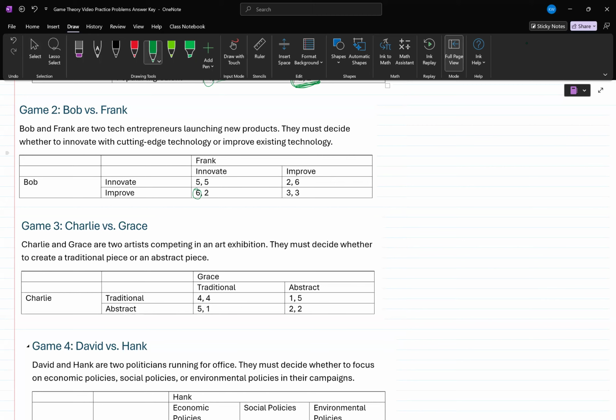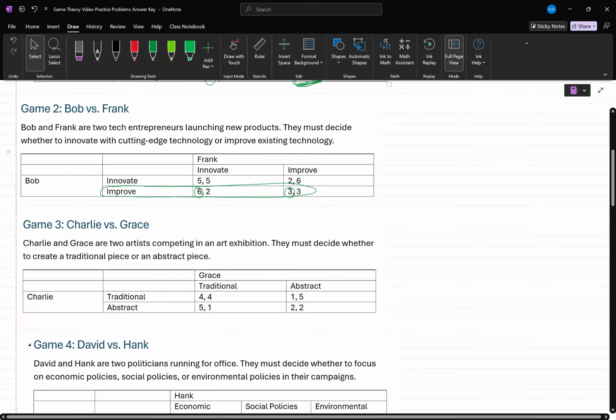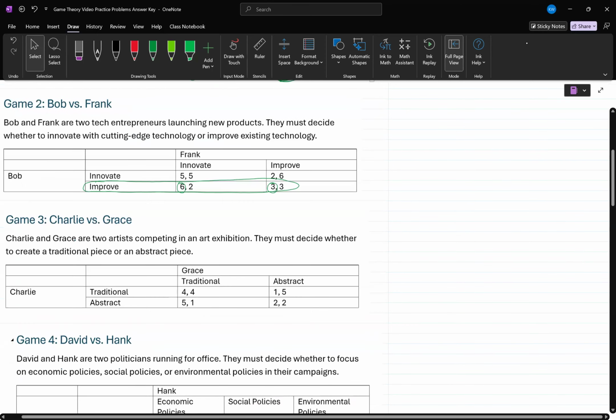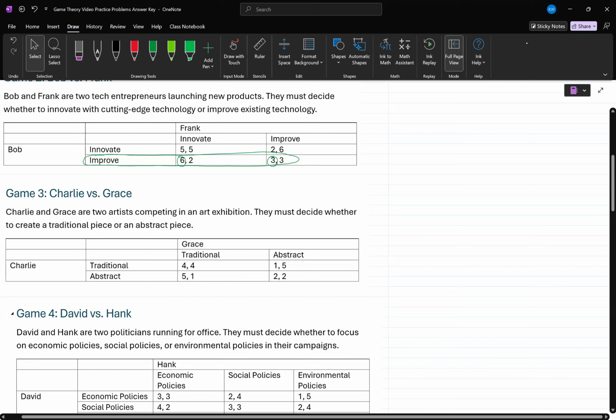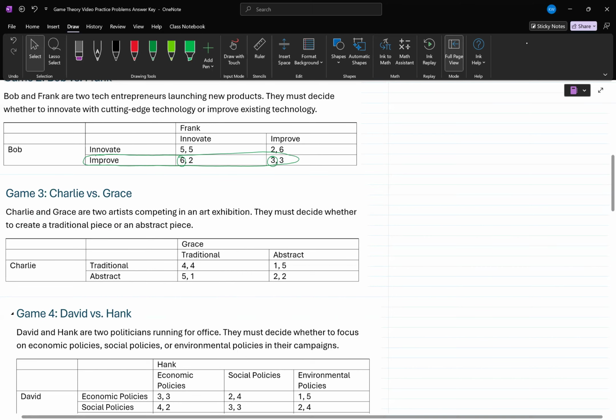If Frank instead plays improve, then Bob again, we see, will play improve. So here, Bob's dominant strategy is just to play improve. So that's what he's going to play every single time. So Frank, knowing that Bob is always going to play improve, now we want to know what Frank's going to do. If Frank innovates when Bob improves, Frank gets a payoff of 2. If Frank improves when Bob improves, then he gets a payoff of 3. And so we're in that improve cell. That is the Nash equilibrium.